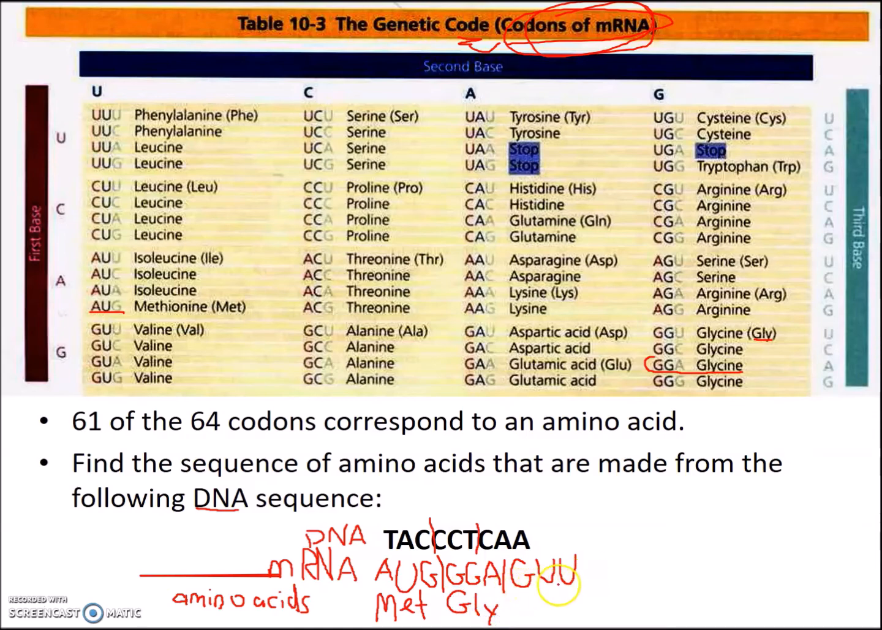Third one, GUU. Look up in the table. Can you find GUU? Aha. GUU codes for the amino acid valine, abbreviated VAL. So our sequence of amino acids from this original DNA sequence is methionine, glycine, valine.